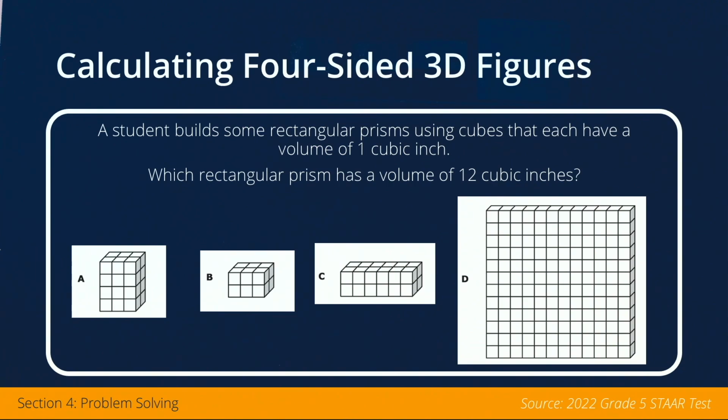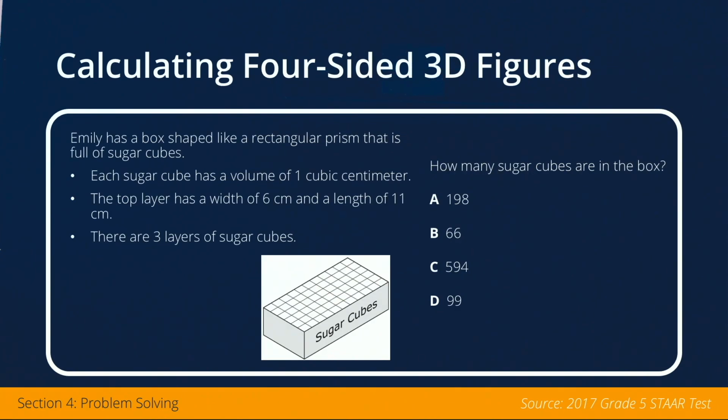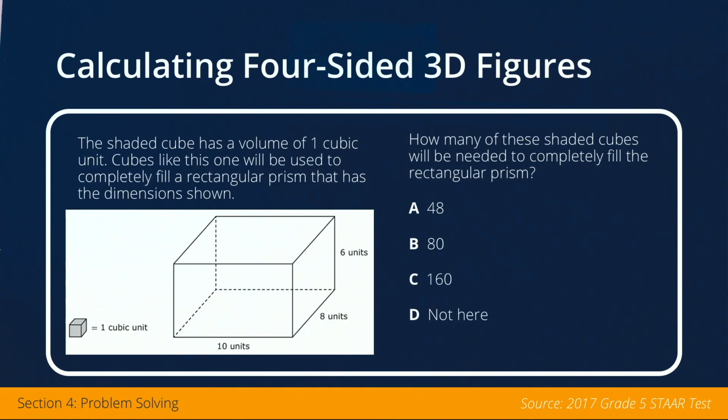As we look at this example, Emily has a box shaped like a rectangular prism that is full of sugar cubes. Each sugar cube has a volume of 1 cubic centimeter. The top layer has a width of 6 centimeters and a length of 11 centimeters. There are 3 layers of sugar cubes. So with that information, we are going to ask students to figure out how many sugar cubes are in the box. So here we can multiply the length times the width times the height to figure out that answer.